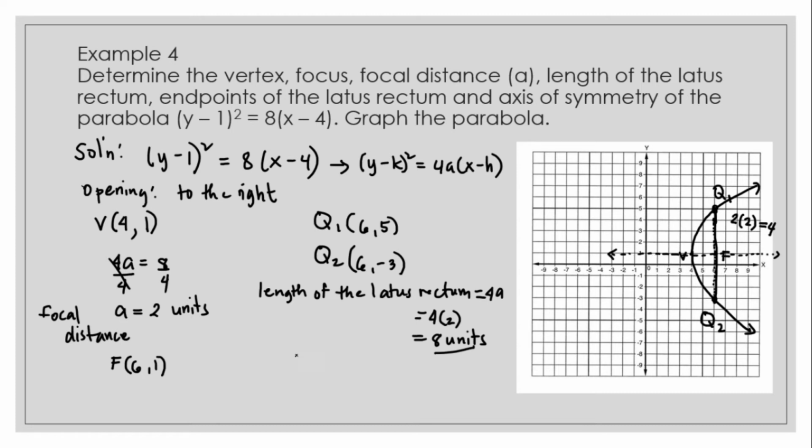So, this is your axis of symmetry. So, the axis of symmetry is given us by isa siyang equation. So, that is y equals 1. So, y is equal to 1. So, that's the axis of symmetry. Yan. So, ganun ang ating sagot dun sa example number 4.